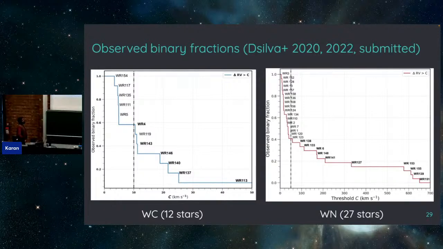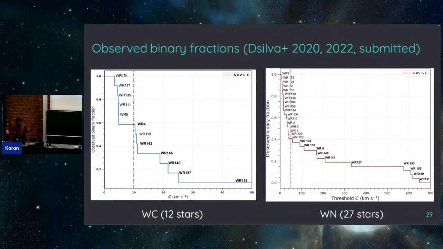And on the right, we have this plot for the 27 WNs in our sample. Now, for each object, I told you we measure radial velocities at least 6 epochs. We can get an amplitude, the maximum difference in the radial velocities. That tells us that this is the minimum amount your star has moved over the course of 3, 4, 5 years, however many years you've looked at it.